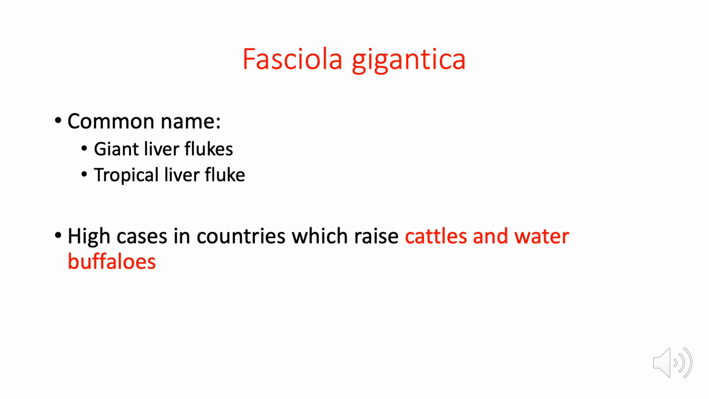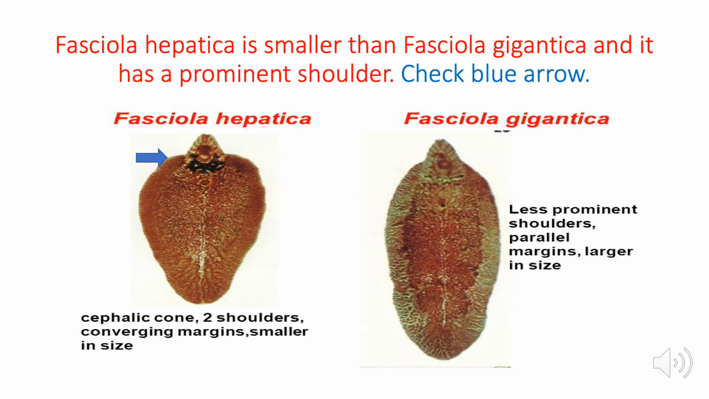Fasciola gigantica is bigger than Fasciola hepatica. And infection with Fasciola hepatica is common among sheep-raising countries. In the case of Fasciola gigantica, its cases are high in countries where people raise cattle and water buffaloes. Both worms have cephalic cones.